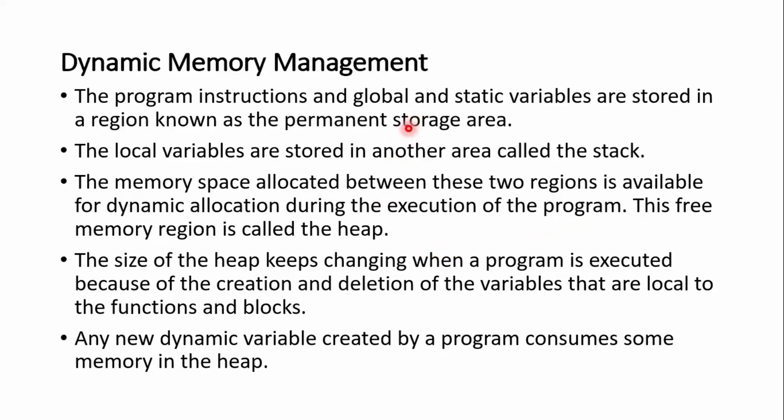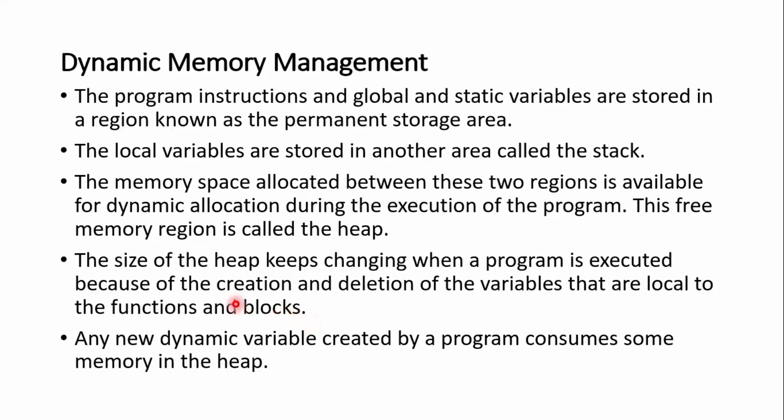The area between the stack and the permanent storage area is called the heap because it is what is dynamically allocated during the execution of the program. Though, the size of the heap keeps changing when a program is executed. Why? Because creation and deletion of variables that are local to the functions and blocks, they are allocated memory in the heap. So because of this, the size of the heap keeps changing.